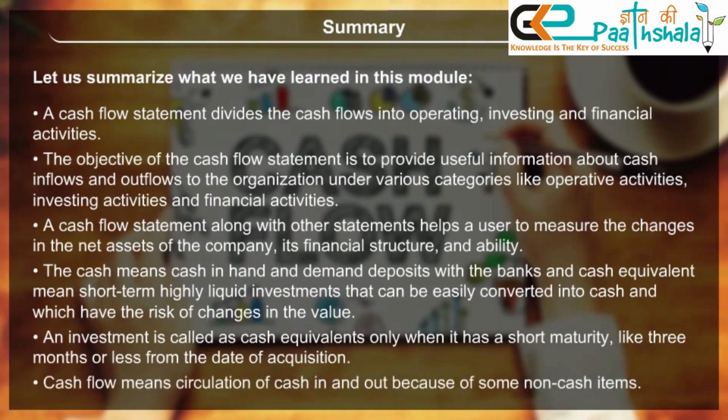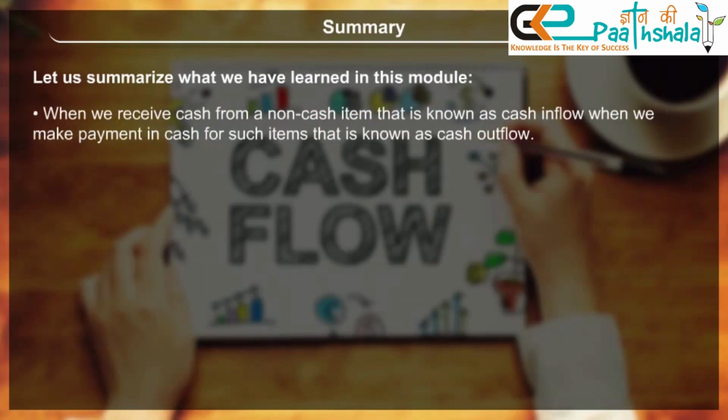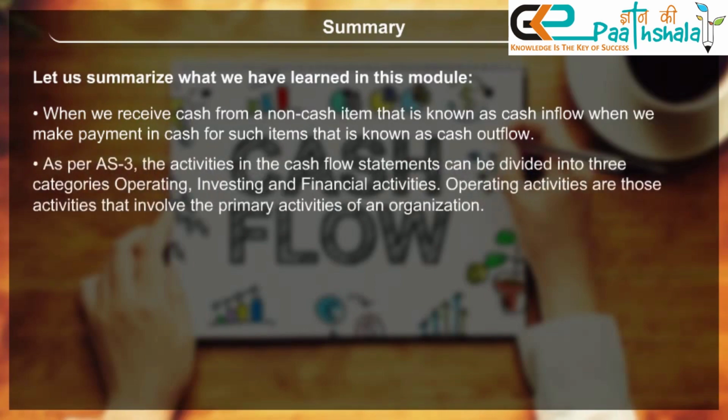Cash flow means circulation of cash in and out because of some non-cash items. When we receive cash from a non-cash item, that is known as cash inflow. When we make payment in cash for such items, that is known as cash outflow. As per AS3, the activities in cash flow statements can be divided into 3 categories: operating, investing, and financial activities. Operating activities are those activities that involve the primary activities of an organization.